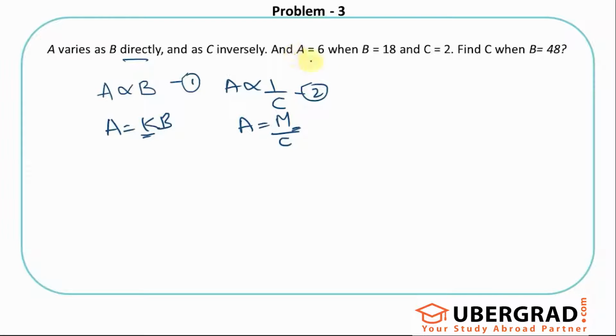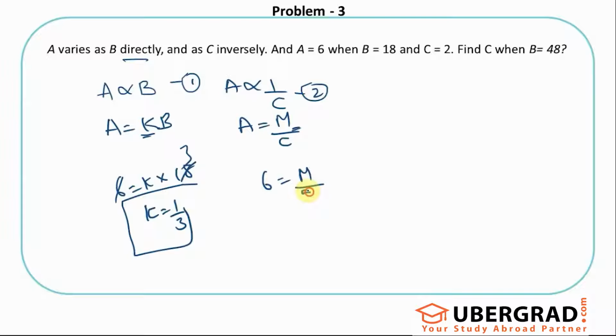They said if A is equal to 6, B is 18. So A is 6 when B is 18, which gives me K as 1 by 3. And C is equal to 2. So if A is 6, C is 2, which means M is 12. Using this clue, I have now found the values of K and M.